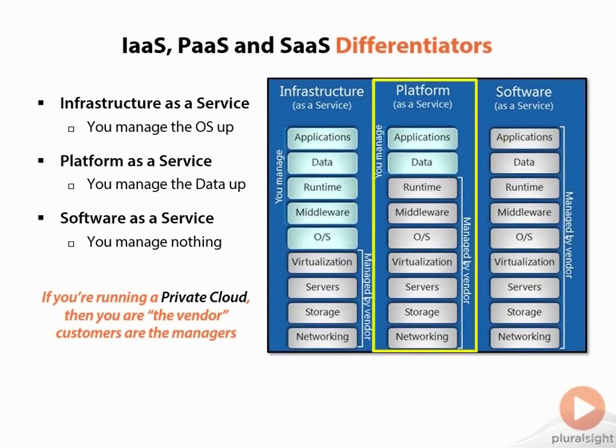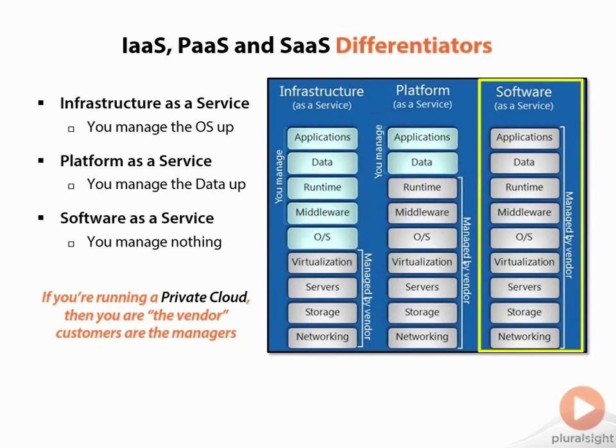With platform as a service, the vendor manages all the way up to the runtime. So all we really take care of or worry about is the data and our application. And then with software as a service, the vendor manages everything. All we basically do is consume the service, basically use the application. So I just want to make sure we understand the differentiations between them.